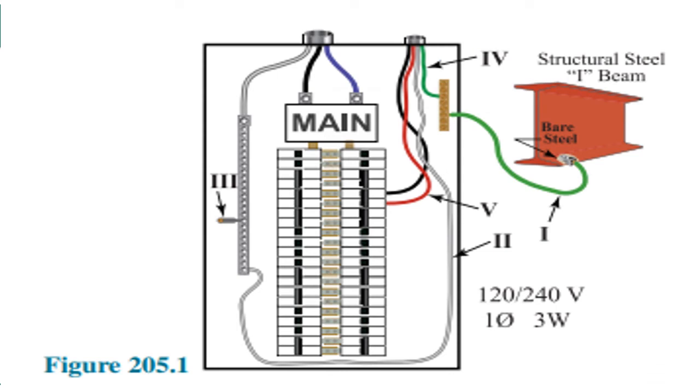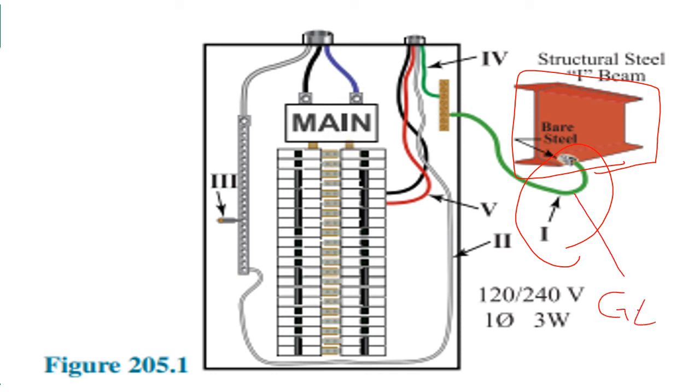Here's an example of a panel. This guy right here, number 1, would be a grounding electrode conductor. You'll note that it's connected to the metal I-beam of the building. That metal I-beam is considered a grounding electrode. The green wire would be a GEC, or a grounding electrode conductor. Number 2 here, the white wire, would be a grounded conductor. It's intentionally grounded, and it's running with our ungrounded circuit.